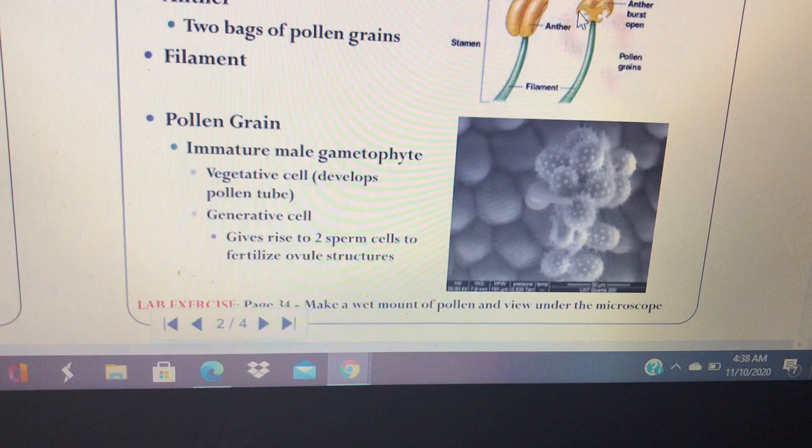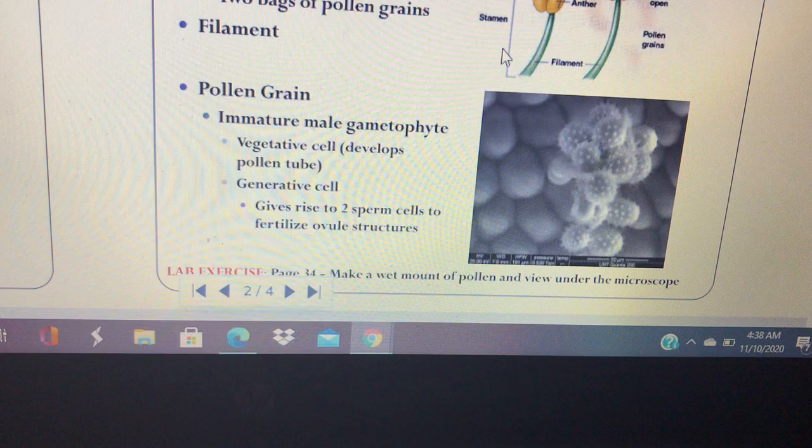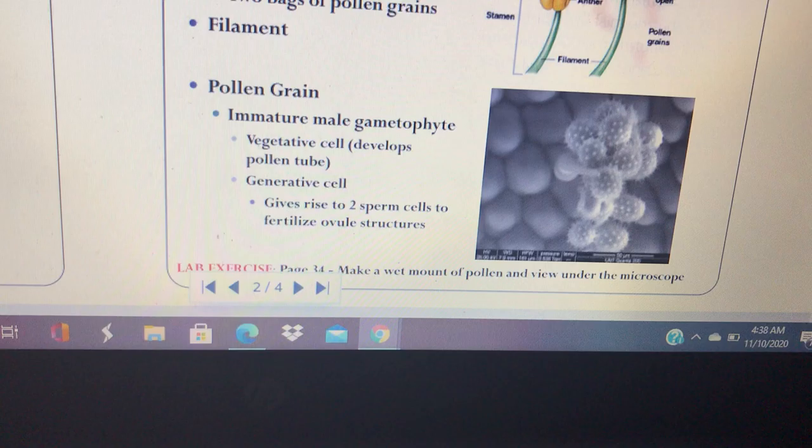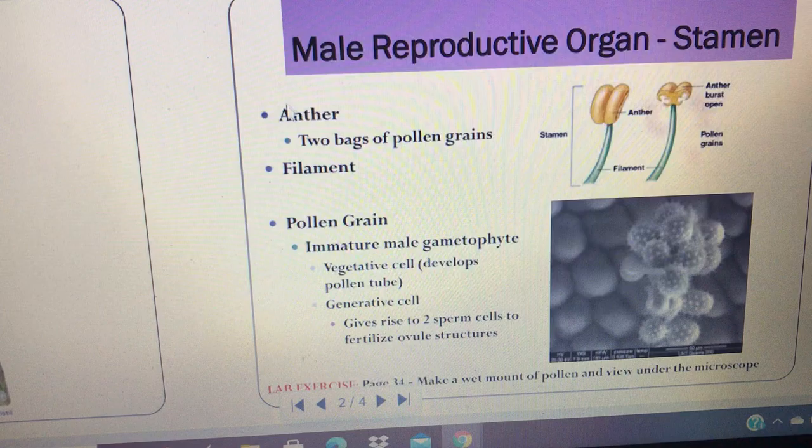This is the filament, okay? This contains the pollen grains. And this whole thing, both the anther and the filament, make up the stamen, okay? Which is the male reproductive organ. So the anther has two bags of pollen grains, okay? And then there's the filament. They both make up the stamen.